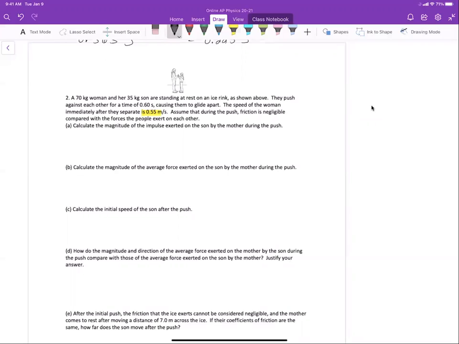So I want you to think about forces for just a minute. So here's the son. We're going to call this person A and this person B. So this is the force of A that's acting on B. And we'll just ignore gravity and normal force for just a second. And then, as you know, because of Newton's third law, the force that the mother feels is identical to the force that the son feels, just in the opposite direction.